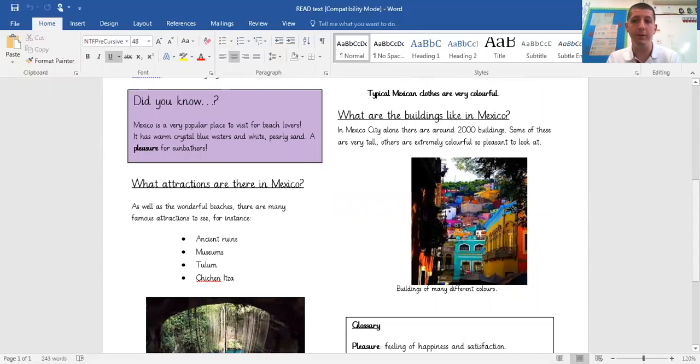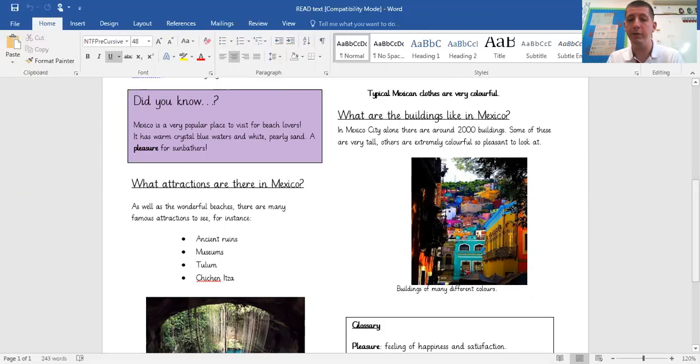The purple box here says, did you know? Mexico is a very popular place to visit for beach lovers. It has warm crystal blue waters and white pearly sand. A pleasure for sunbathers. The next one underneath that says, what attractions are there in Mexico? As well as the wonderful beaches, there are many famous attractions to see. For instance, ancient ruins, museums, Tulum, and Chichen Itza, which I think we learned a little bit about last week.